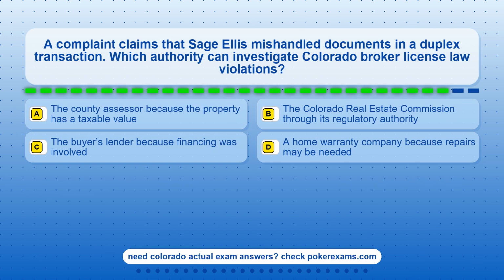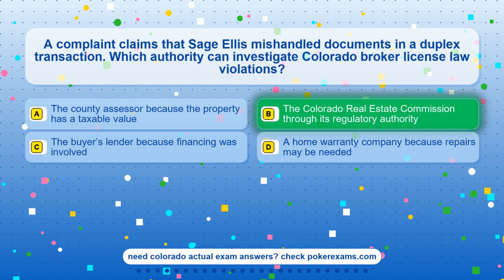Question 3. A complaint claims that Sage Ellis mishandled documents in a duplex transaction. Which authority can investigate Colorado broker license law violations? Option A. The county assessor because the property has a taxable value. Option B. The Colorado Real Estate Commission through its regulatory authority. Option C. The buyer's lender because financing was involved. Option D. A home warranty company because repairs may be needed.